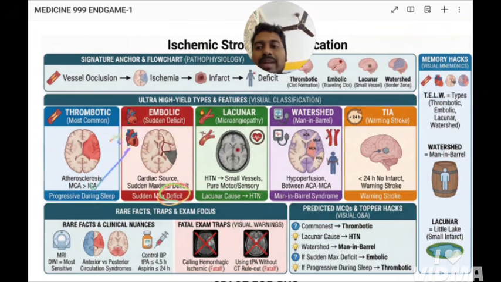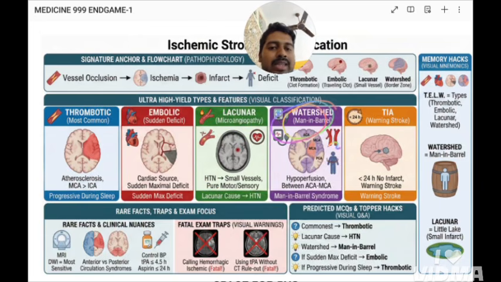So basically what happens in thrombotic is the patient wakes up and then slowly he has progressive weakness. But in embolic, the maximum weakness is at the beginning, and this is a clinical MCQ indicator that you should use to differentiate between embolic and thrombotic. So embolic is sudden onset, and thrombotic is gradual progressive onset. Third is lacunar stroke, I told already, which occurs with hypertension.